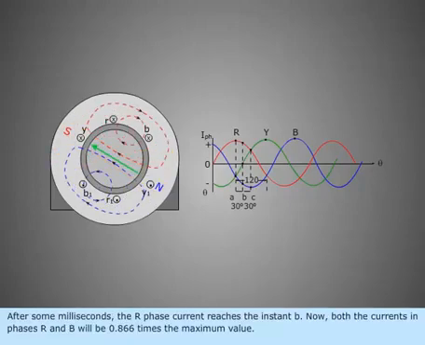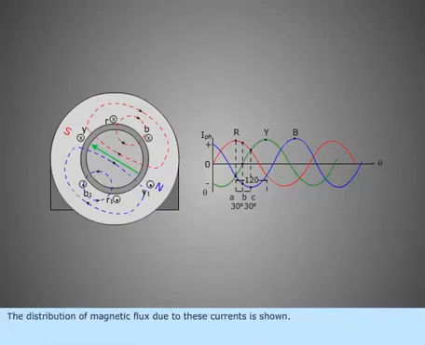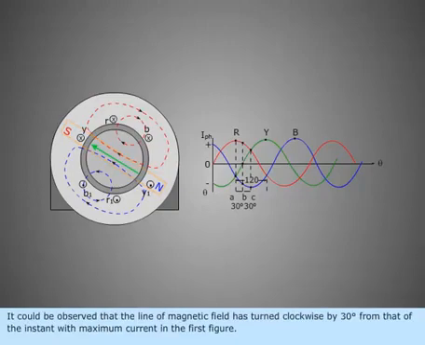After some milliseconds, the R phase current reaches the instant B. Now, both the currents in phases R and B will be 0.866 times the maximum value. The distribution of magnetic flux due to these currents is shown. The axis of the magnetic field is now in line with the coil Y and Y1. It could be observed that the line of magnetic field has turned clockwise by 30 degrees from that of the instant with maximum current in the first figure.